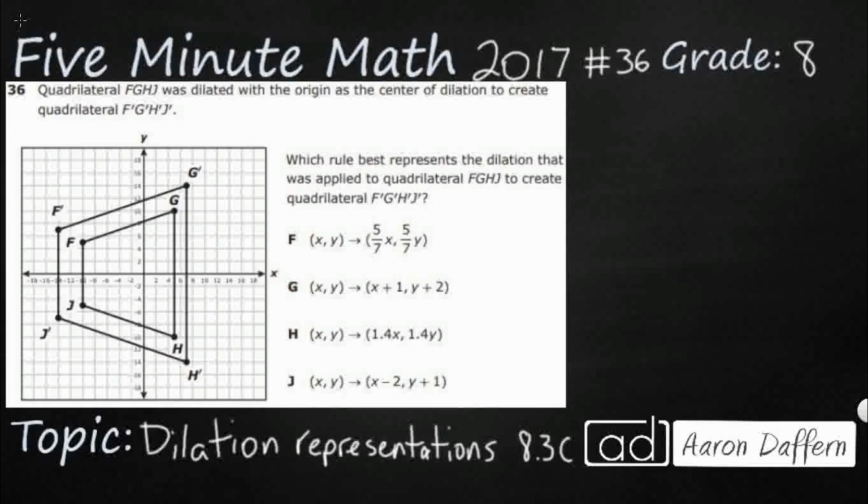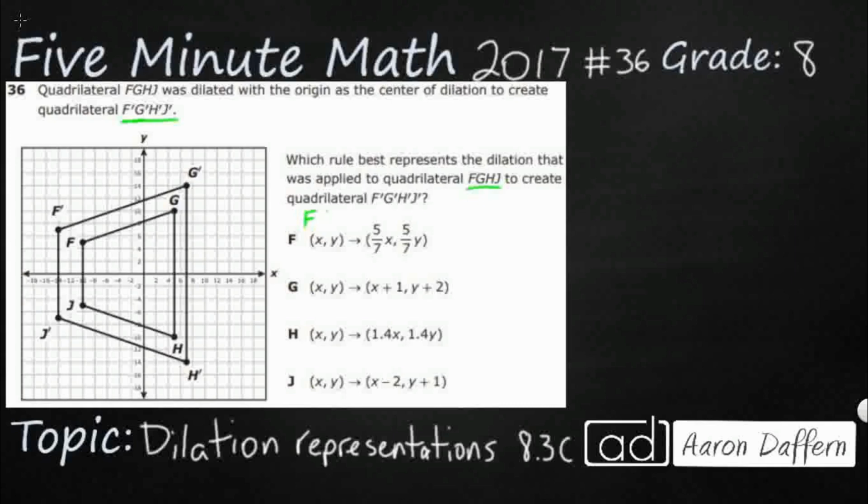So we've got this quadrilateral F, G, H, and J, which is the smaller one. It's dilated to create a slightly larger one, F prime, G prime, H prime, J prime. So how do we represent that? We go from F, G, H, J. So let me put that right here.